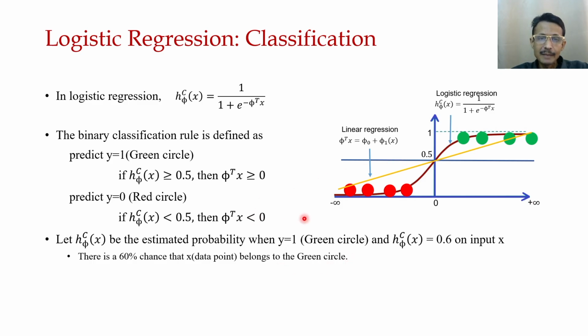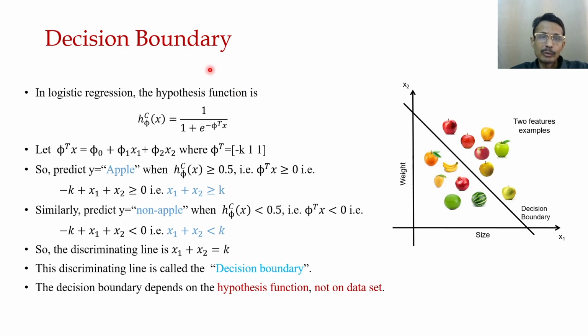So that is the output of this classification, and we change this logistic function in this way. This is the mathematical understanding, and this is the visual understanding. Now, how do we find this separator? This separator we now call the decision boundary.